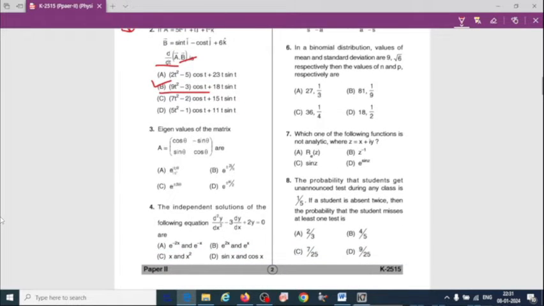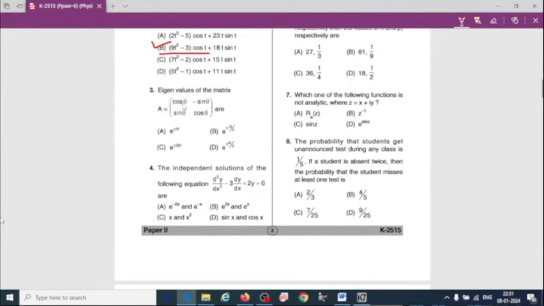So eigenvalues of matrix, just you have to multiply the diagonal elements. So if you multiply, that will be cos square theta plus sin square theta. So you will have the Euler's equation here. So question number 3, option A, e to the power plus or minus i theta you will get.